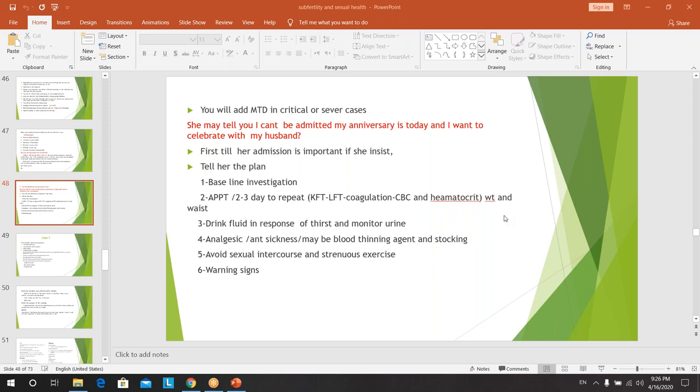Yes, the scenario mentioned that the electrolytes are normal, so where is the criterion for admission here? Not just by vomiting, maybe the vomiting will settle with an anti-sickness drug. Yes, and if the patient has severe vomiting and will not tolerate any food or fluid or like that, so also you will allow her to go home?